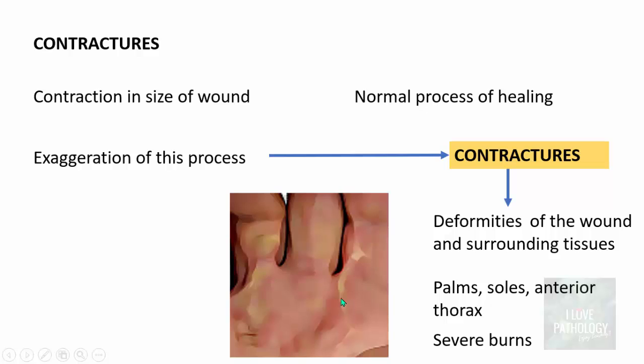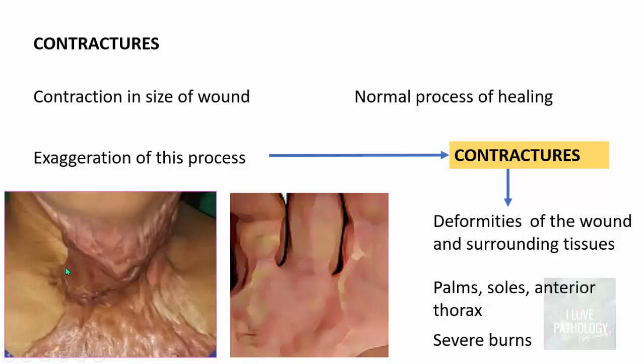Look at this. This is a contracture seen in the palms. This is a case of severe burns. Look at the amount of contracture which has happened. There is deformity of the wound, there is deformity of the surrounding tissue, and then there will be restriction of the movement as well. So this is what is referred to as contracture.